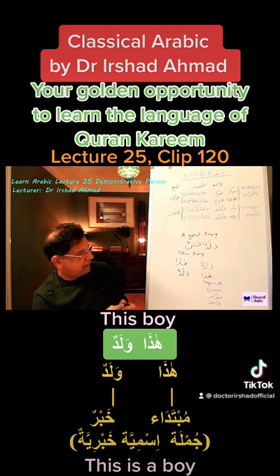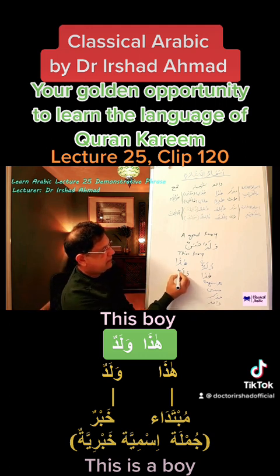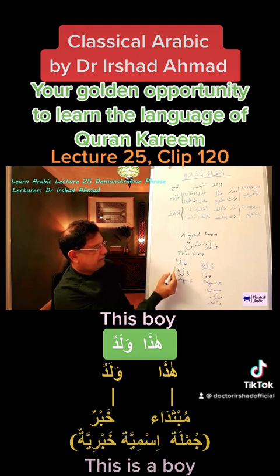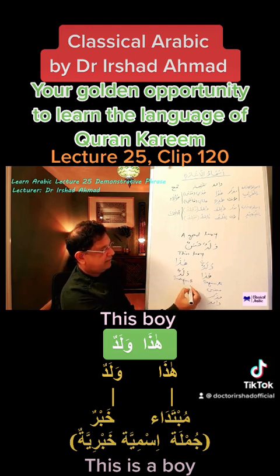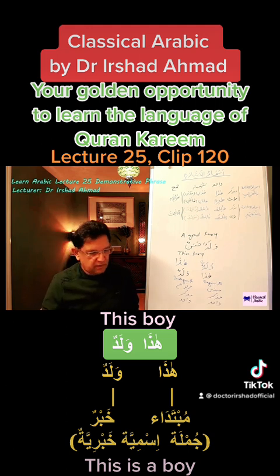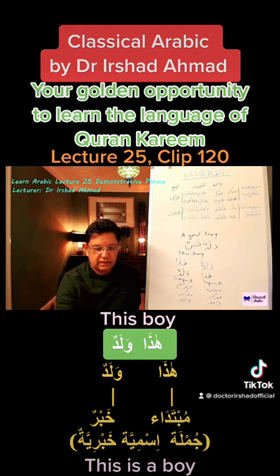Let us look at waladun. It is indefinite. Tanween tells us that it's indefinite. Tanween also tells us that it is marfu, it is in rafa. It is muzakkar, boy, and it's singular, it's wahid. So that's our analysis of these 2 nouns as far as the 4 characteristics of a noun are concerned.